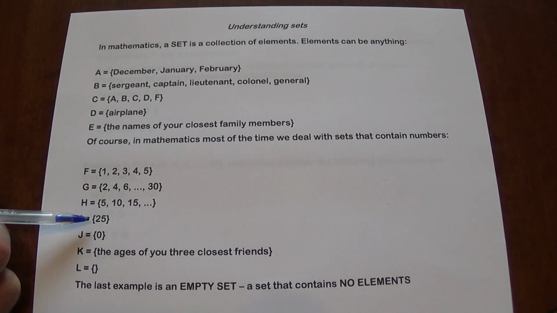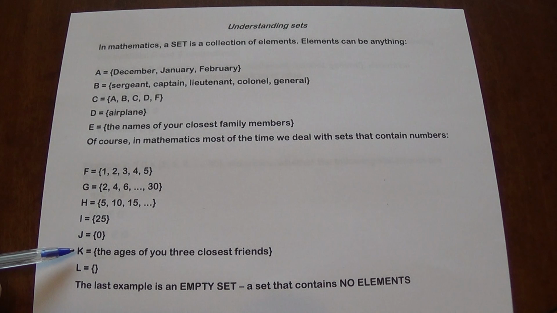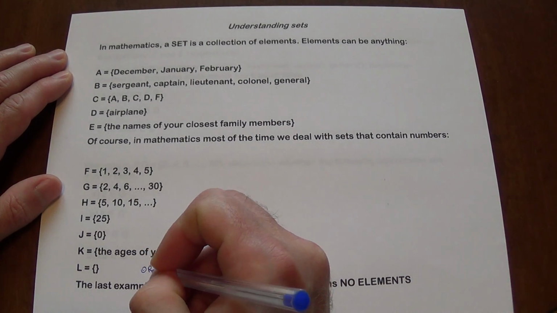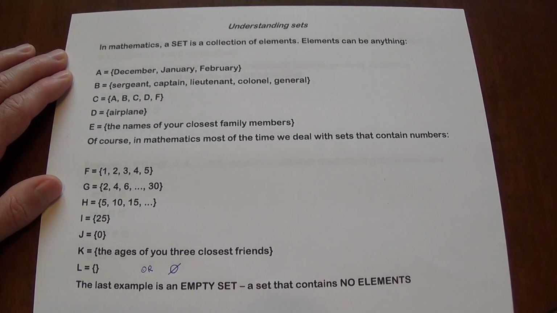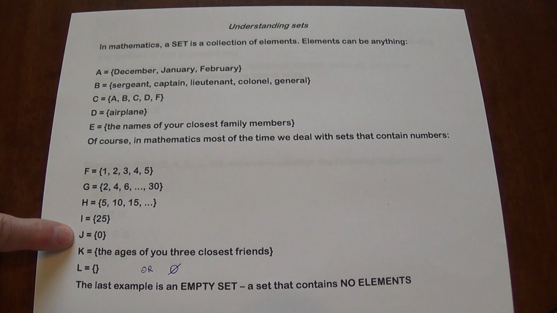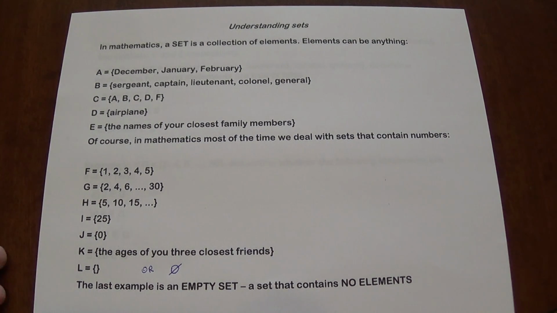We have set I that contains just one element, 25. Set J contains element 0, and 0 is an element. You can make your own set by listing the ages of your 3 closest friends. This one is important. This is a set that we call an empty set. Another symbol that we use for it is this symbol, which also means empty set. So that last example here is a set that contains no elements. I want you to be very careful. The set J is not an empty set. It contains an element 0.